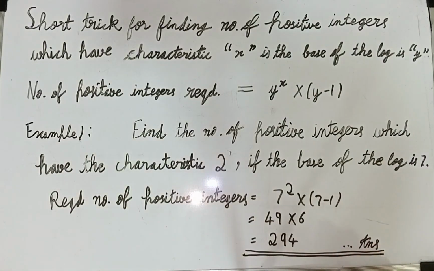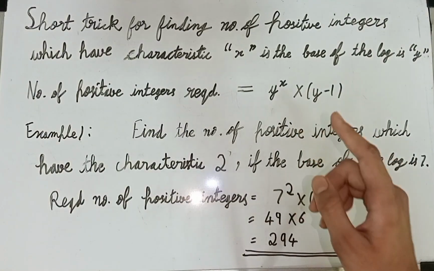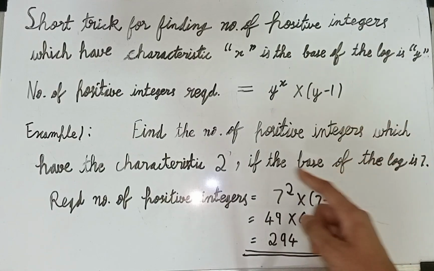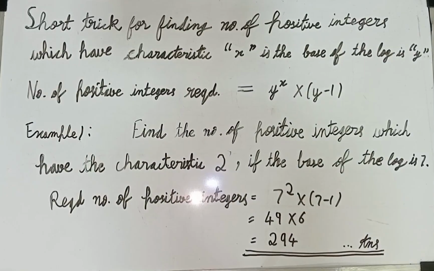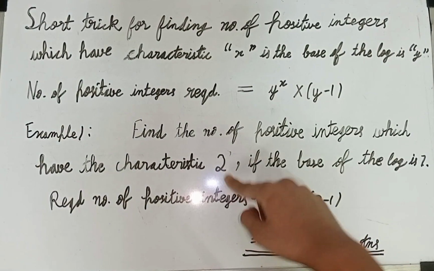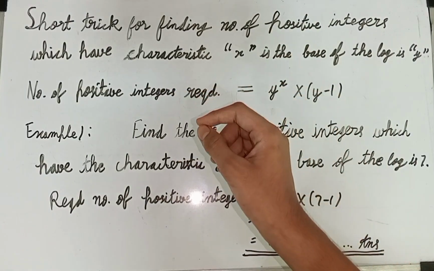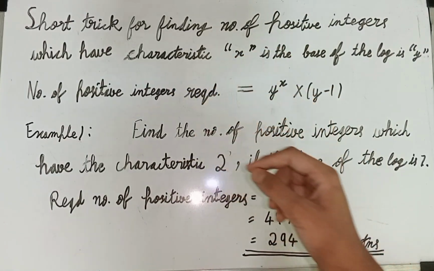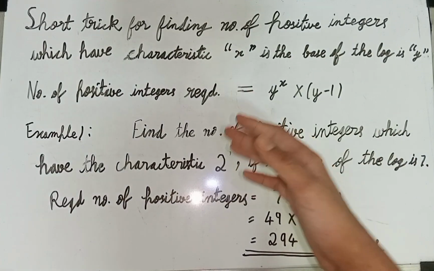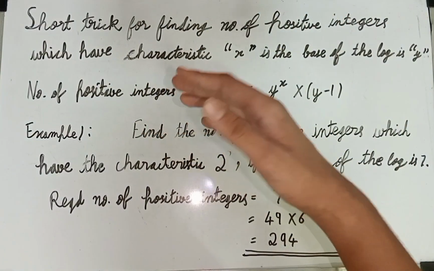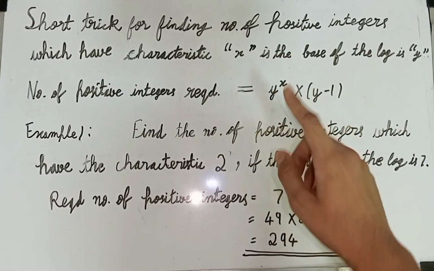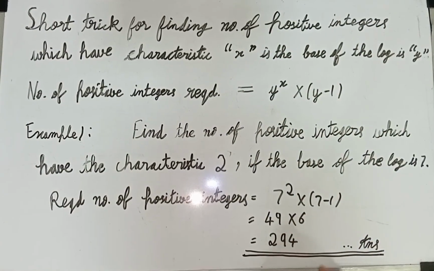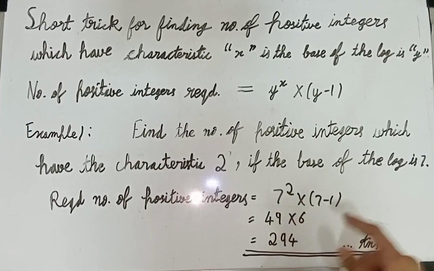And this can be easily proved. 342 is the last positive integer having the characteristic 2, as from 343 we have the characteristic as 3. And 49 is the least number having the characteristic 2, because if we go before that, the characteristic of the log becomes 1. So we have to subtract the positive integers before 49, which is 48, from 342, and when we do that we get the same answer as 294.